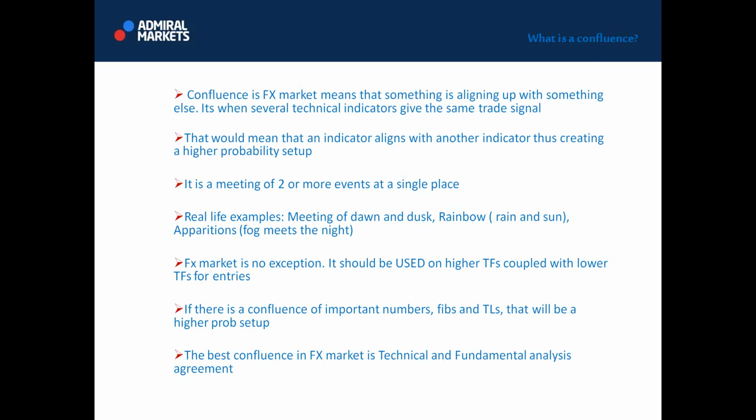Also, if there is a confluence of important numbers, fibs, trend lines, that will be a high probability setup. So it doesn't mean that we need to find only two things that couple up. It's usually two or more events, and sometimes we can find even 3 or 4 events at a single place. In my opinion, the best confluence in Forex market is technical and fundamental analysis agreement. And that is what actually happened today after the ECB announcement that the rate will be cut.